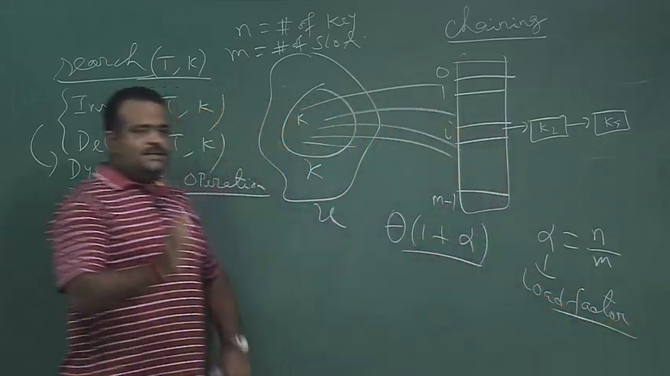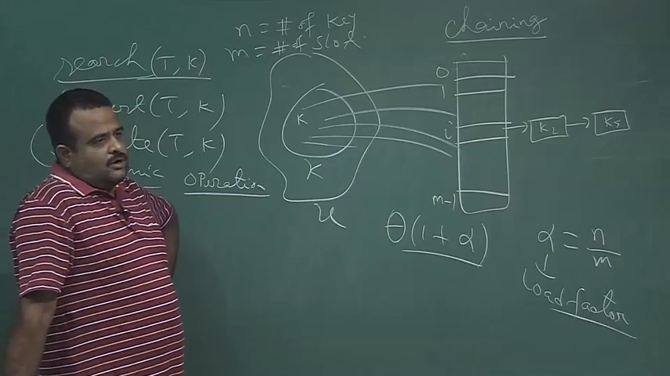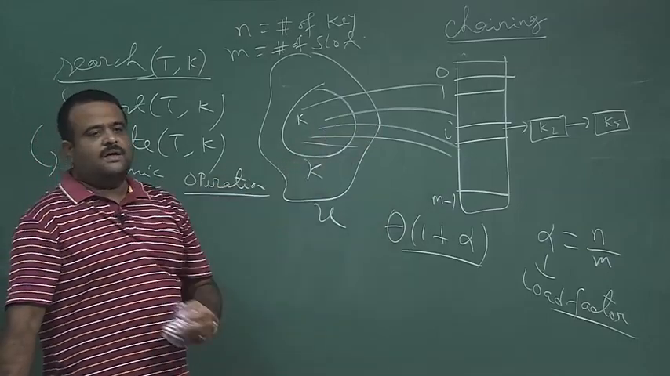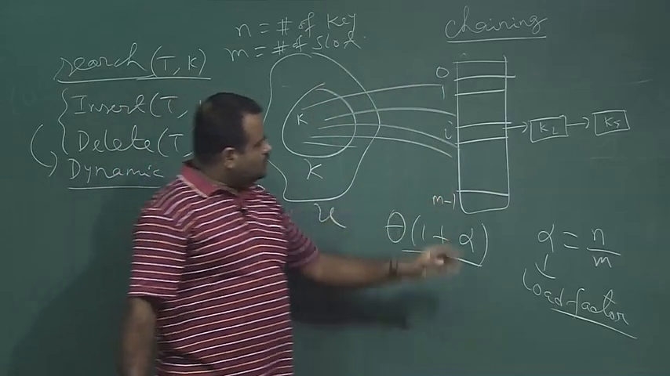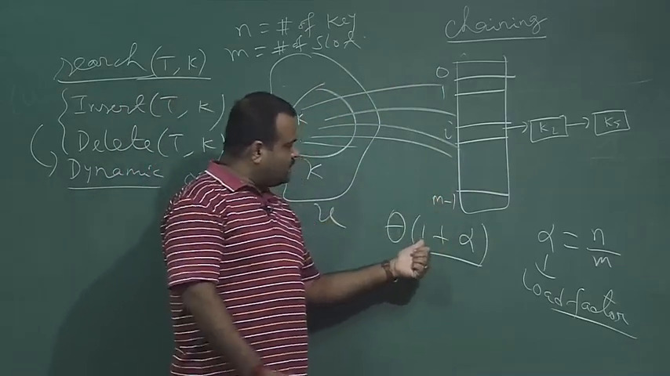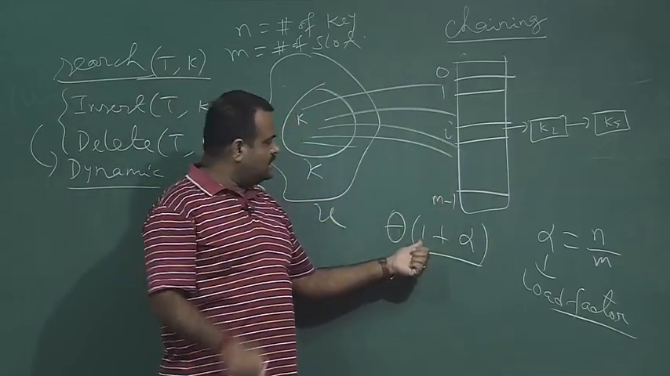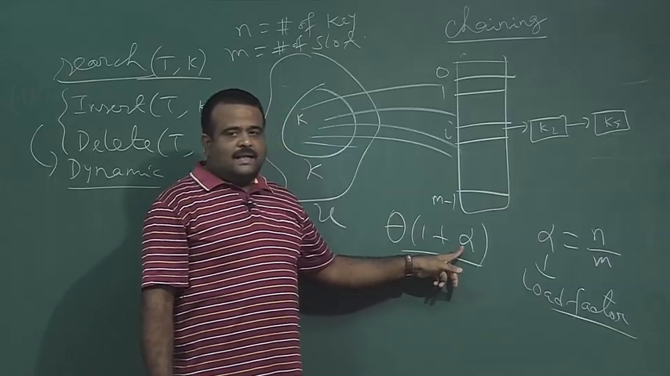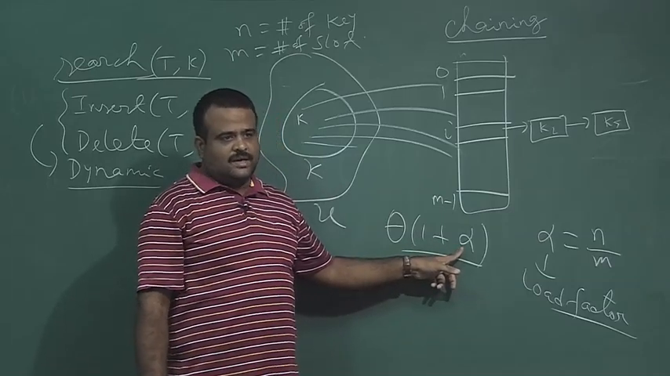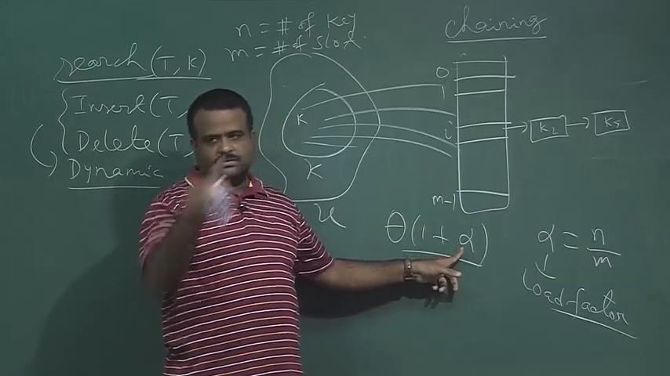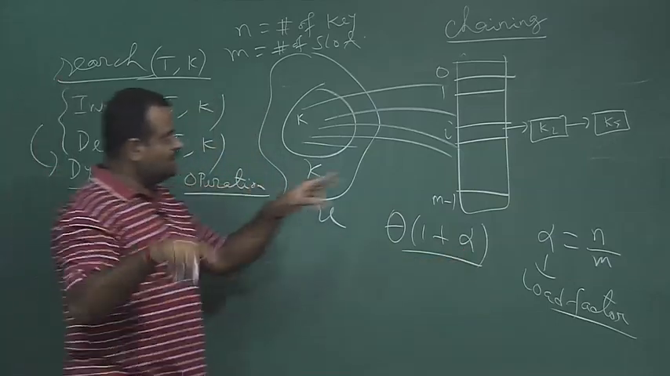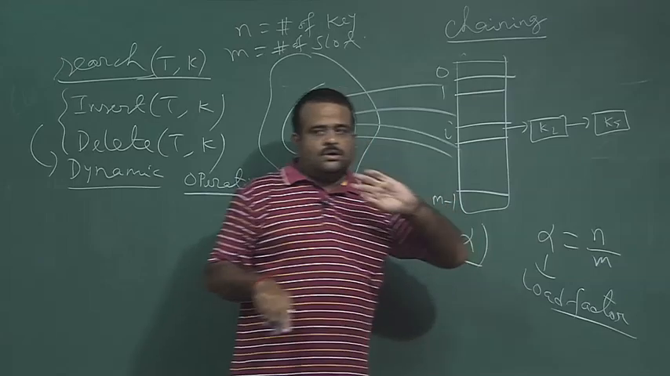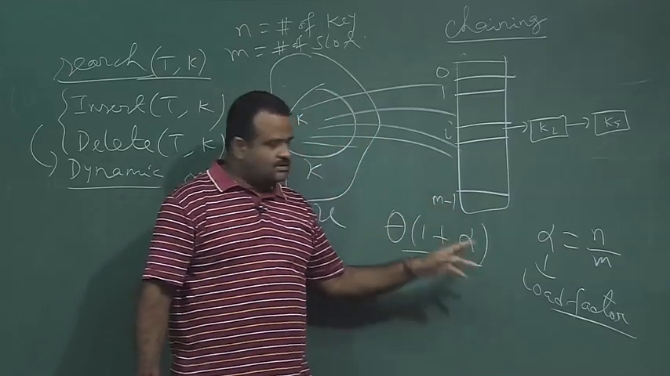This is the expected number of keys per slot, or in other words, the expected size of the list chain. So, when we have to apply a hash function to go to that slot, that is 1, and then to search the key, we have to search in that particular chain in that particular slot. So, that will take the size of the chain.